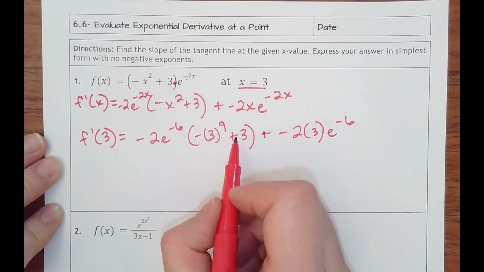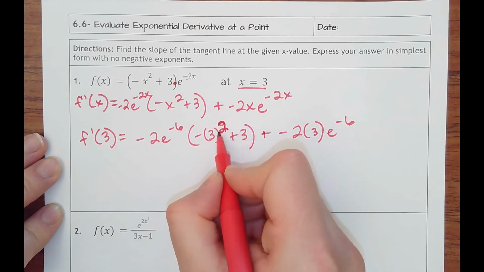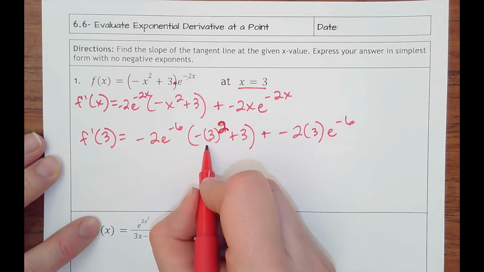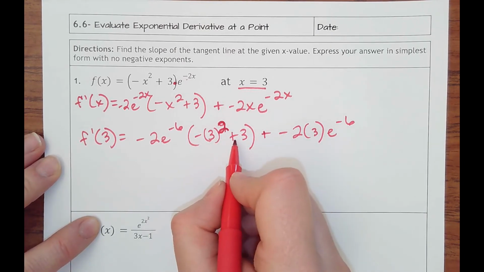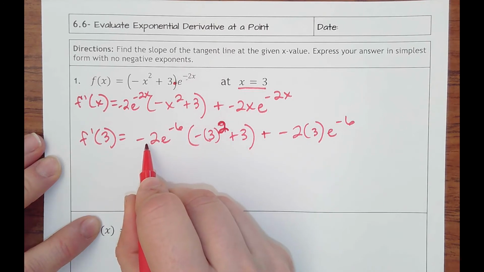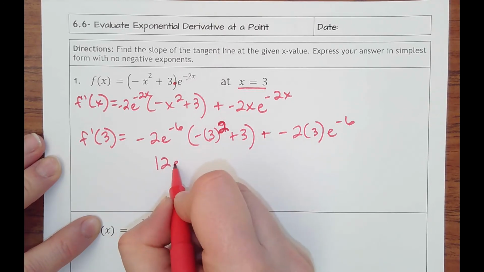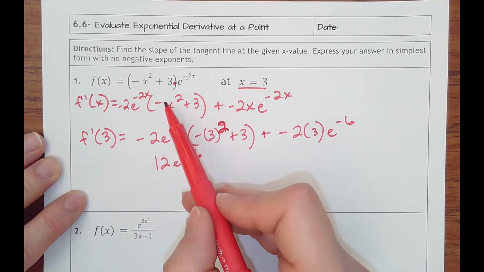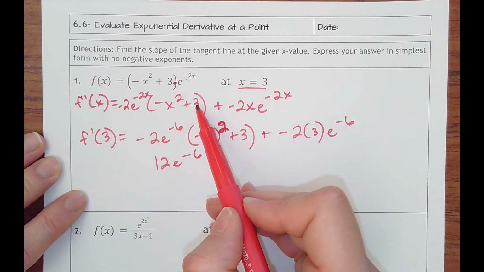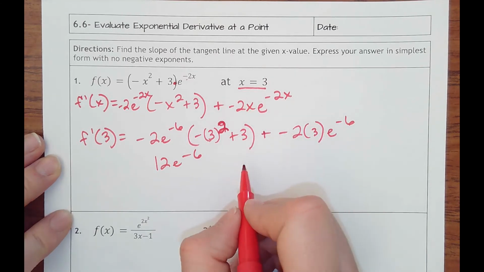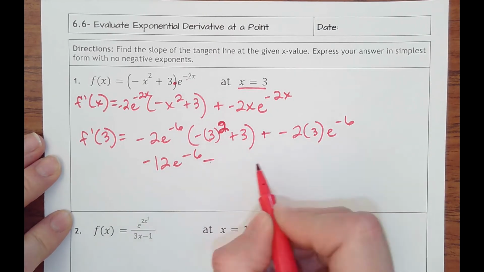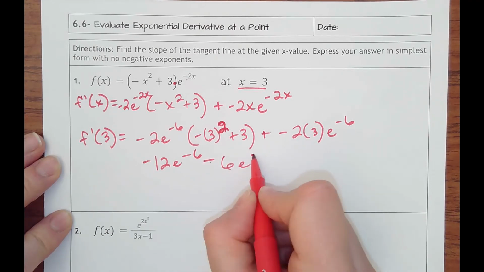Did I do that right? I already did 3 squared in my head. 3 squared is 9. That'd be negative 9 plus 3 is negative 6 times negative 2 is 12. Yep. And then this one would be negative 2 times 3 is negative 6e to the negative 6.